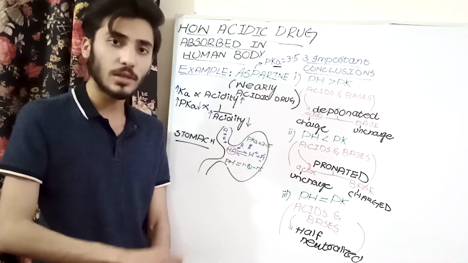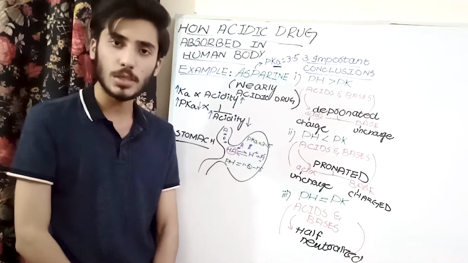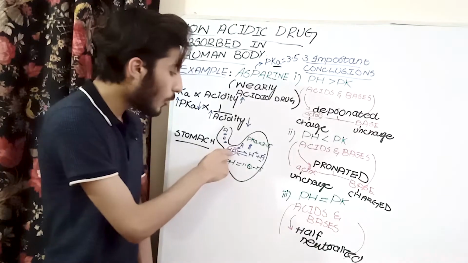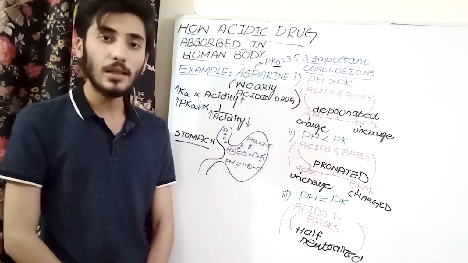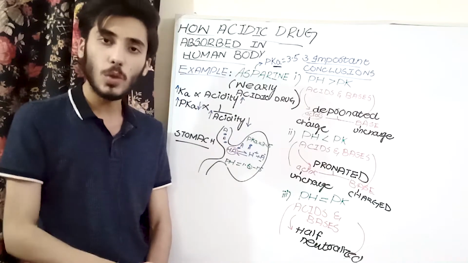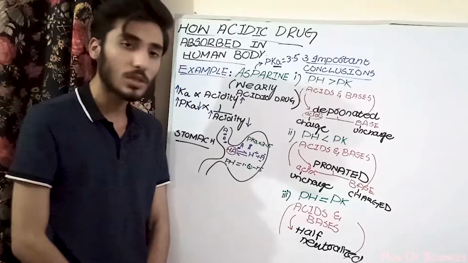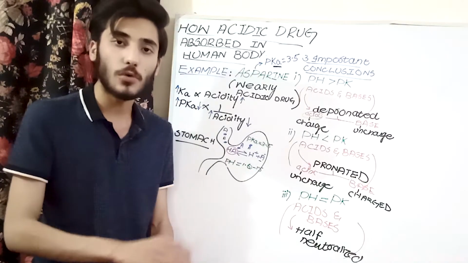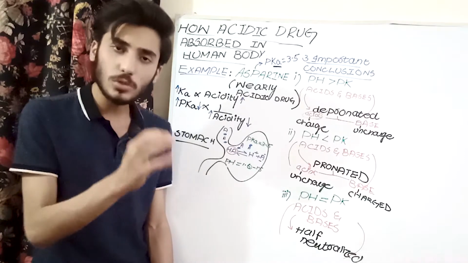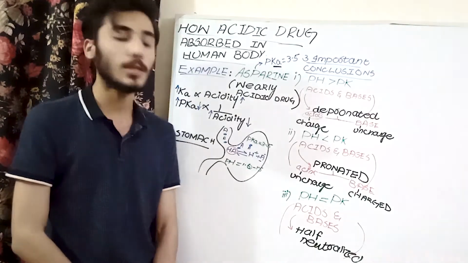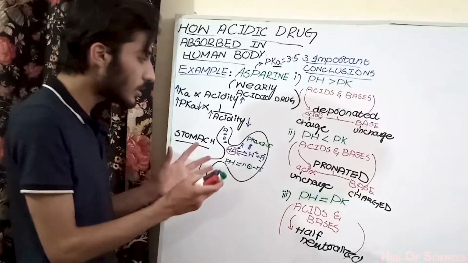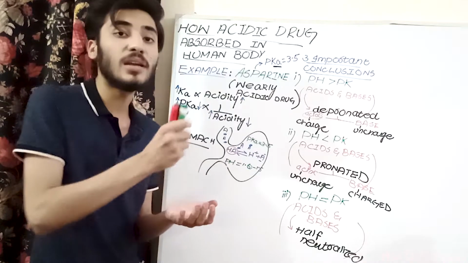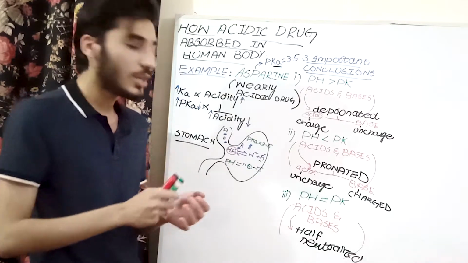It means that if 100% of the aspirin is present, then 80% of the aspirin will exist in the protonated or uncharged form, while the remaining 20% will exist in the deprotonated or charged form. We can't say that 100% of the aspirin will exist in the uncharged form. Approximately, the maximum of the aspirin will exist in its uncharged form. So what is the benefit of the aspirin being abundantly uncharged or protonated in the stomach?